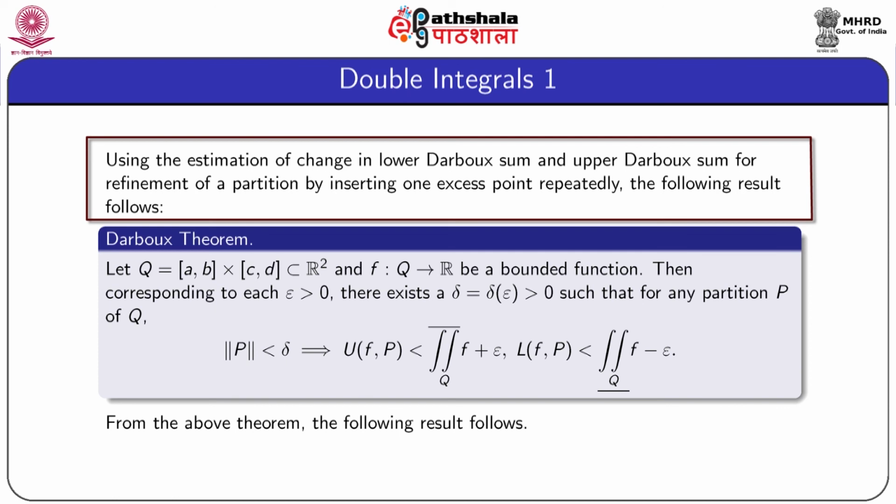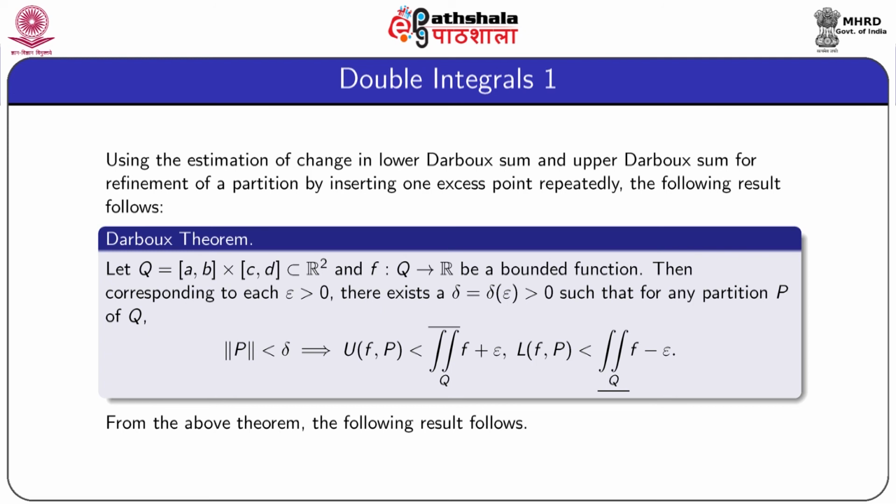Using the estimation of change in lower Darboux sum and upper Darboux sum for refinement of a partition by inserting one extra point repeatedly, the following result follows. Darboux sum: let Q equal to [a,b] cross [c,d] and f from Q to R be a bounded function. Then corresponding to each epsilon positive, there exists a delta, depending on epsilon and positive, such that for any partition P of Q, if norm P is less than delta, we have U(f,P) less than the upper integral of f plus epsilon, and L(f,P) greater than the lower integral of f minus epsilon.